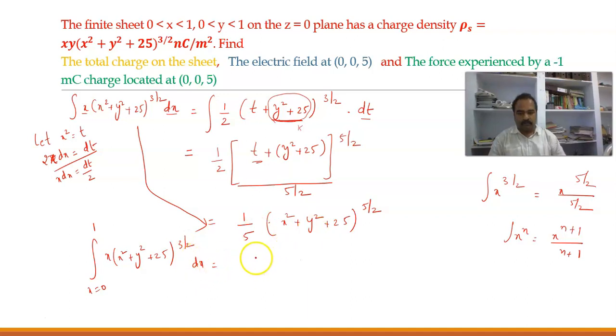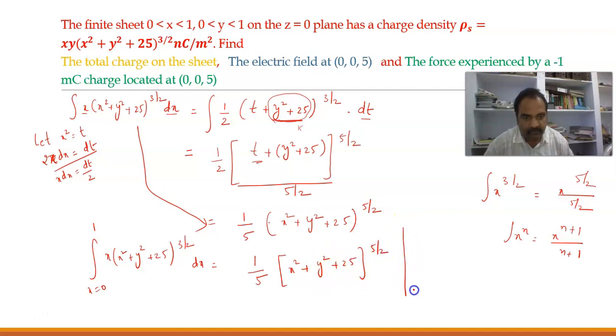what am I supposed to do? I am supposed to apply this one, x square plus y square plus 25 to the power of 5 by 2, from x is equal to 0 to x is equal to 1, right? So if I substitute x is equal to 1, what will I get?